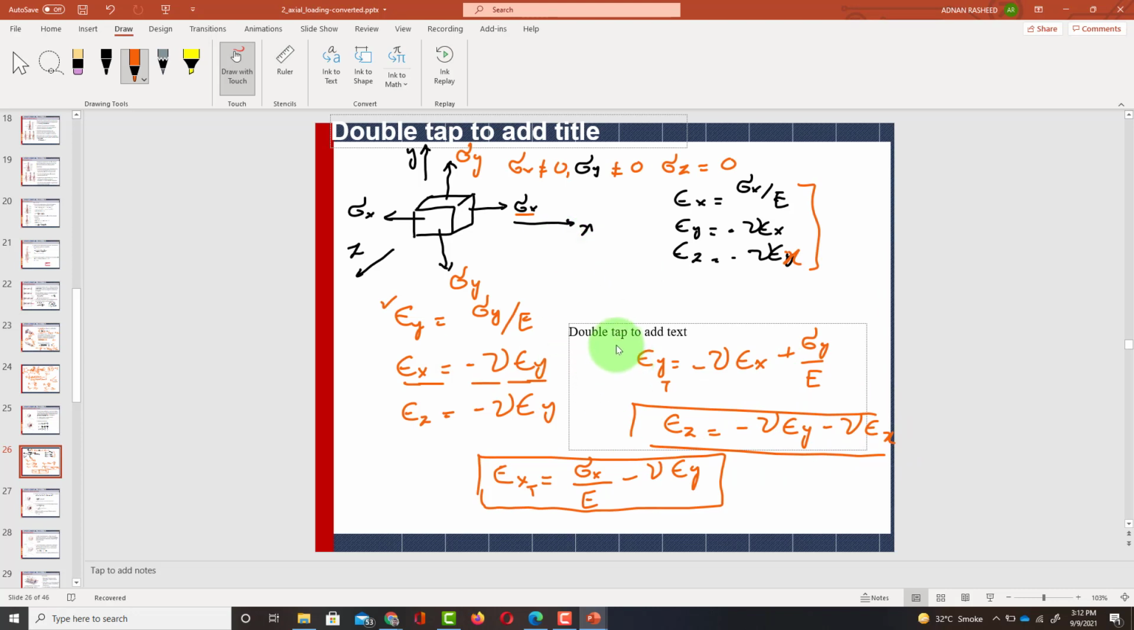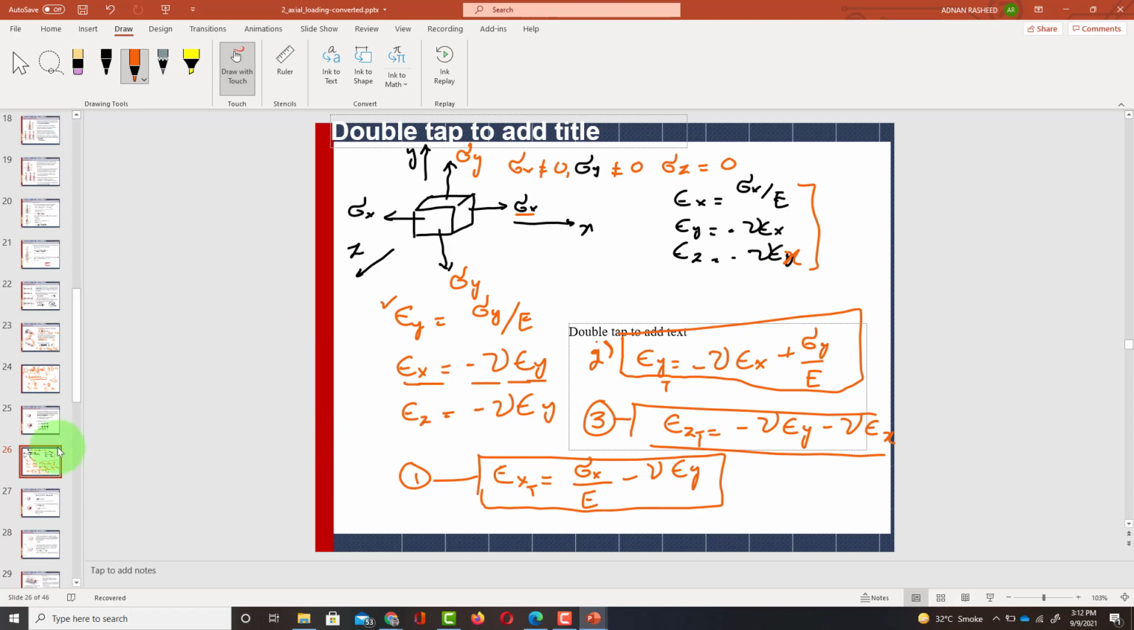So these three are the strains that are produced due to the 1, 2 and 3. Okay? This is the total strain due to bi-directional loading. Bi-directional means normal stress in the x direction as well as in the y direction. Clear?